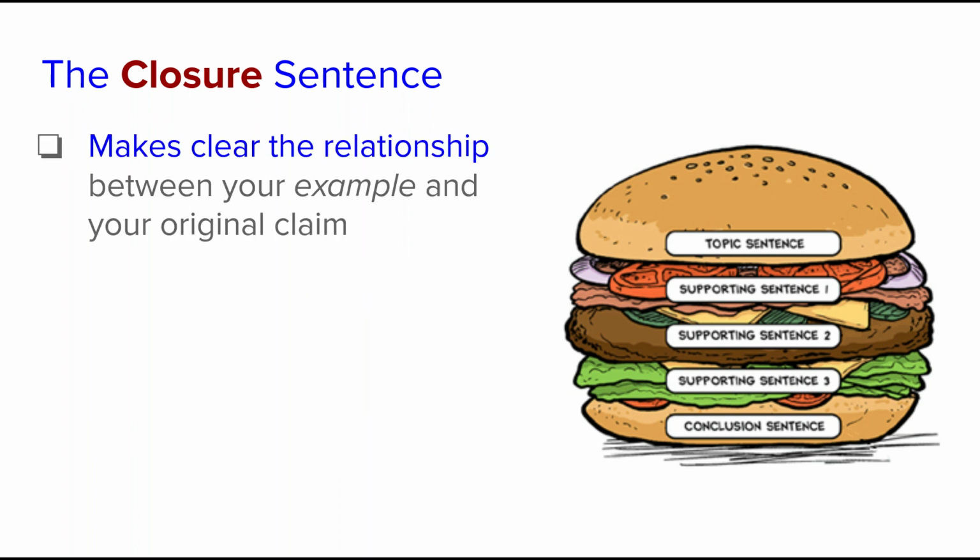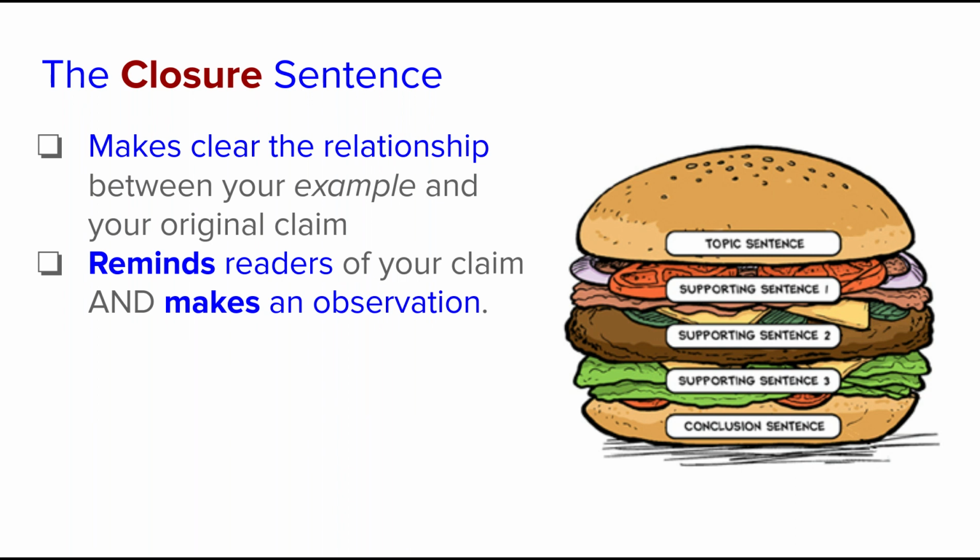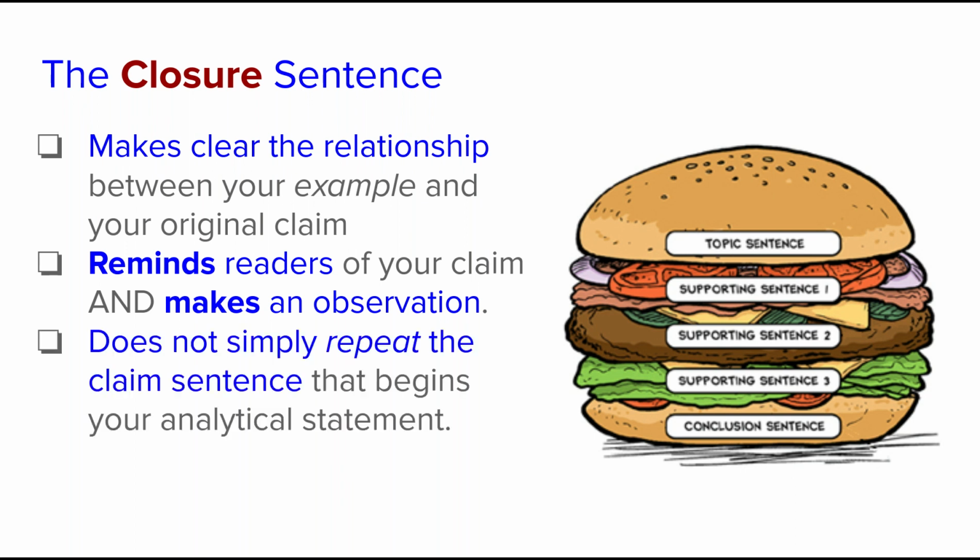And so the closure sentence makes clear the relationship between your example and your original claim. It brings the reader back to what your topic sentence was all about. It reminds the reader of your original claim of that paragraph and just kind of makes an observation to leave the reader with some thought or possibly transition to another idea for an ensuing paragraph. But we're only writing one paragraph, so it kind of just leaves the reader with a little food for thought. No pardon to the pun.